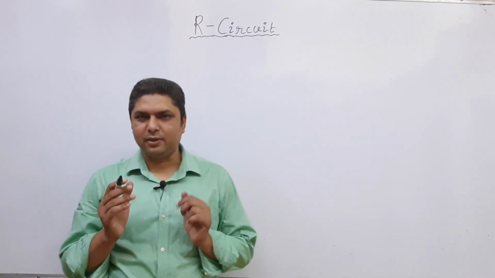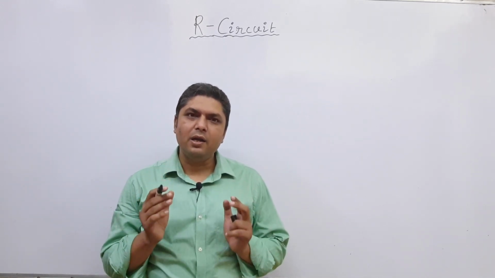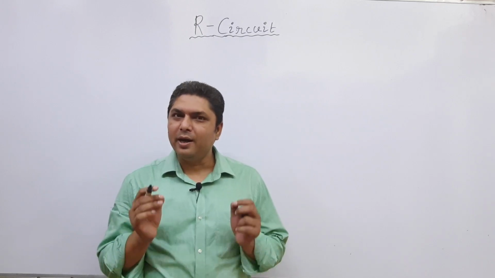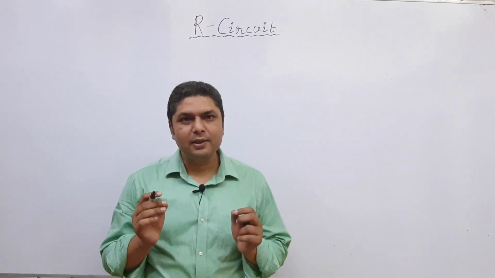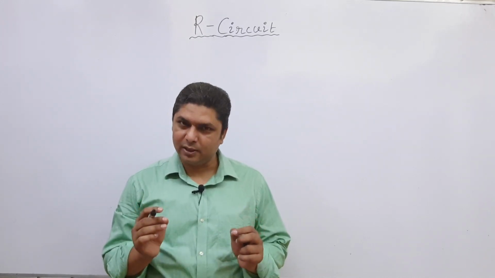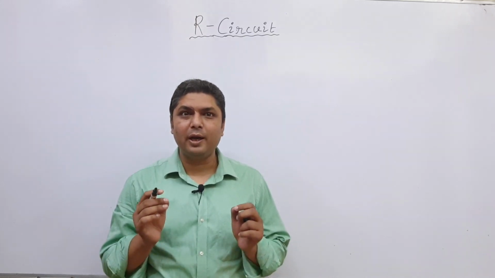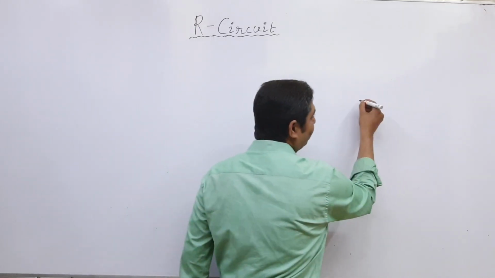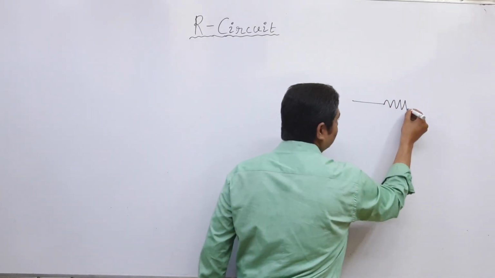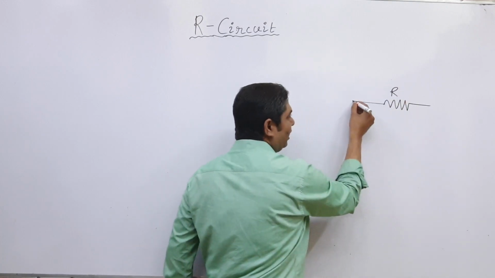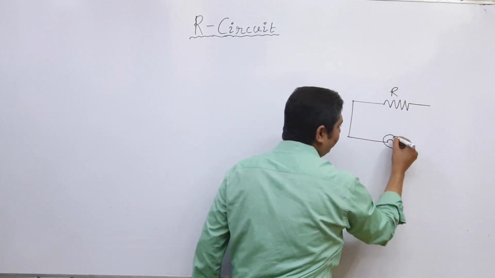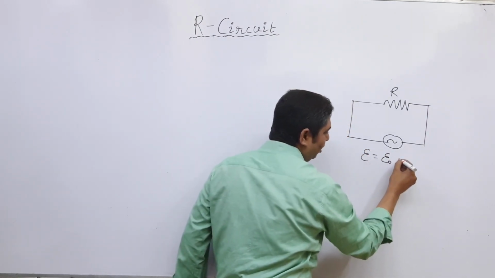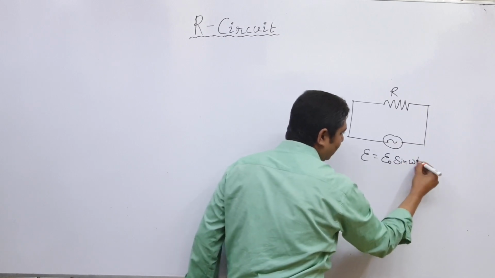What is R circuit? When an alternating EMF is applied to a resistor only, then this is said to be R circuit, also known as pure resistive circuit. Let us draw it. Here we have drawn a resistance, let it be R, and applied with alternating EMF. Let the alternating EMF be E equals E naught sin omega t.